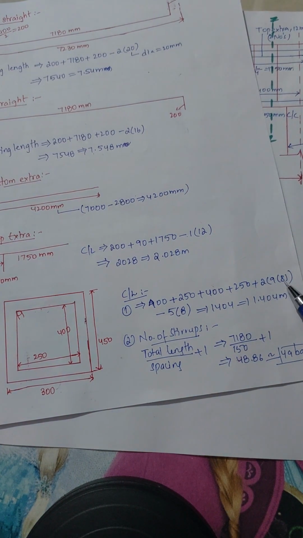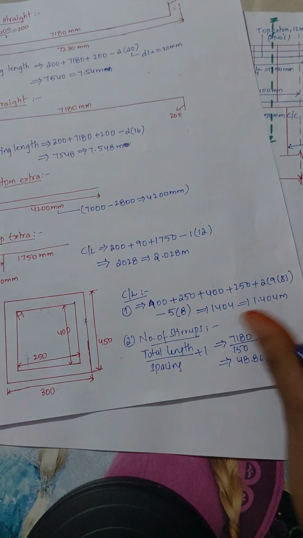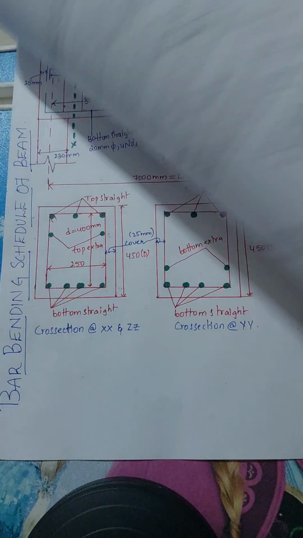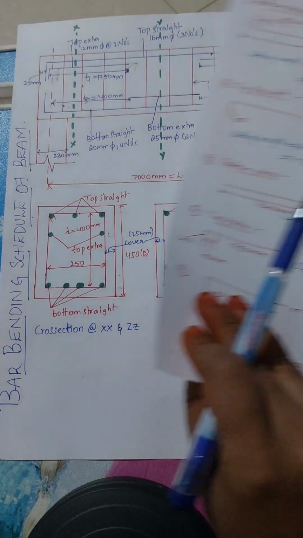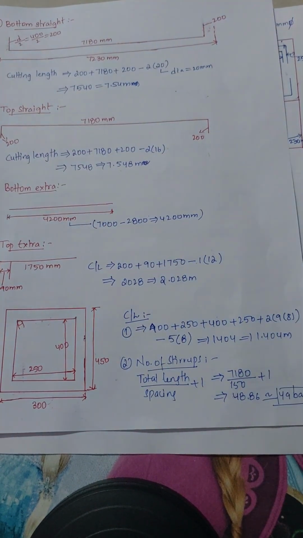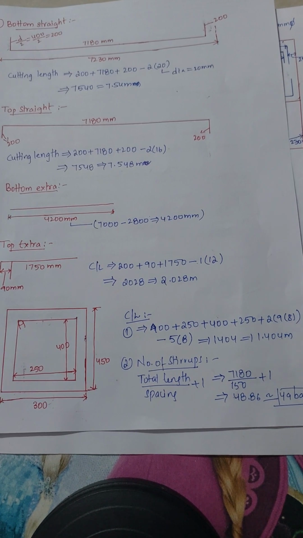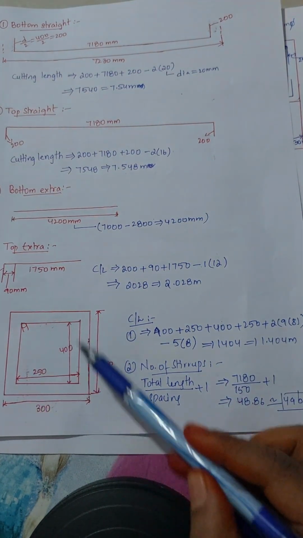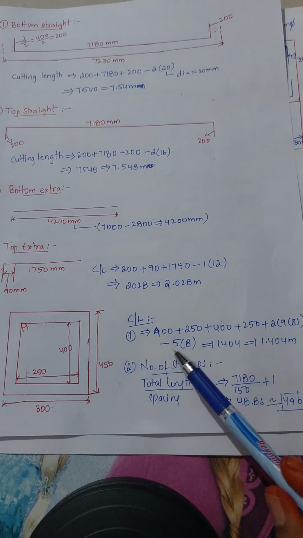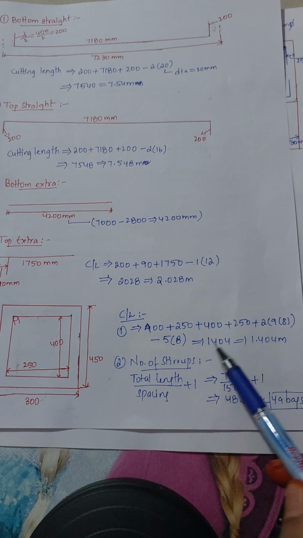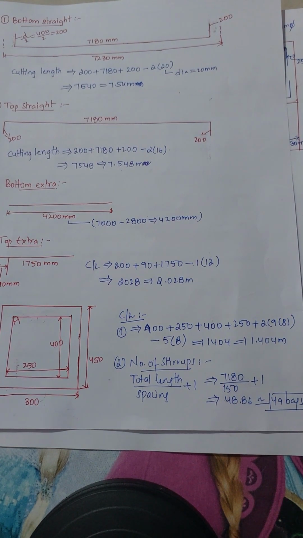here there are two hooks: 2 into 9 into D. For hook length we will take 9D. The dia we are providing for stirrups is 8 mm. So plus 2 into 9 into 8 minus 5 bends. There were 5 bends in total, 1, 2, 3, and the dia we are using is 8 mm. So after doing the calculation we will get 1404, which is 1.404 meters.